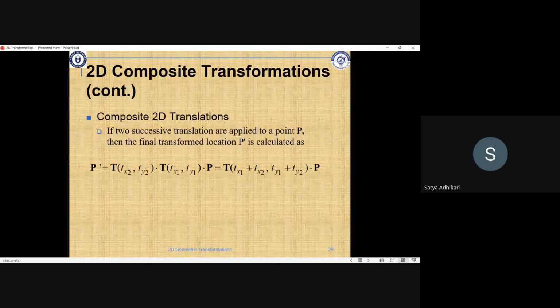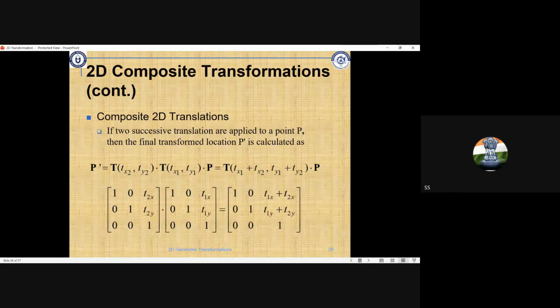Are you getting it? Yes, sir. Yes, sir. You see it in the matrix form.